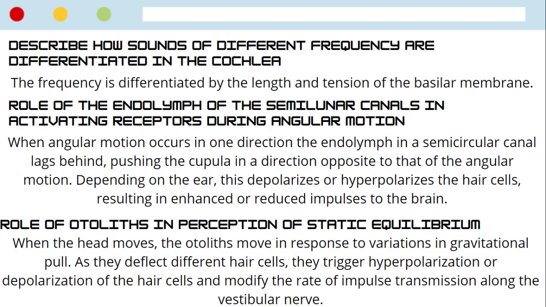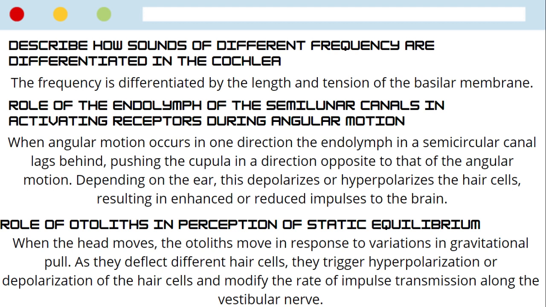Proceeding to the next questions, we have describe how sounds of different frequency are differentiated in the cochlea. The frequency is differentiated by the length and tension of the basilar membrane. Next is that the role of the endolymph of the semicircular canals in activating receptors during angular motion.